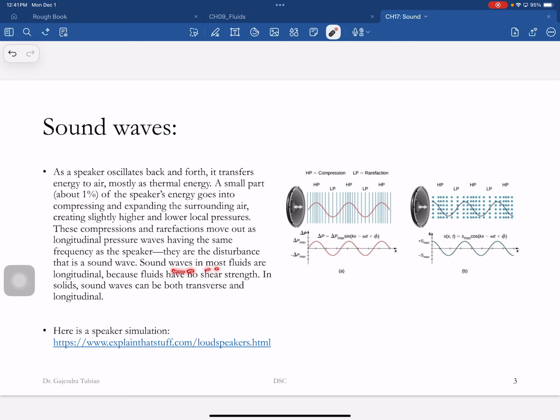So sound waves in fluids are longitudinal because fluids have no shear strength. In solids, sound waves can be both transverse and longitudinal. So when I'm banging this table, I've set up both longitudinal and transverse waves on this side. But when I'm talking, only longitudinal waves are reaching you guys.